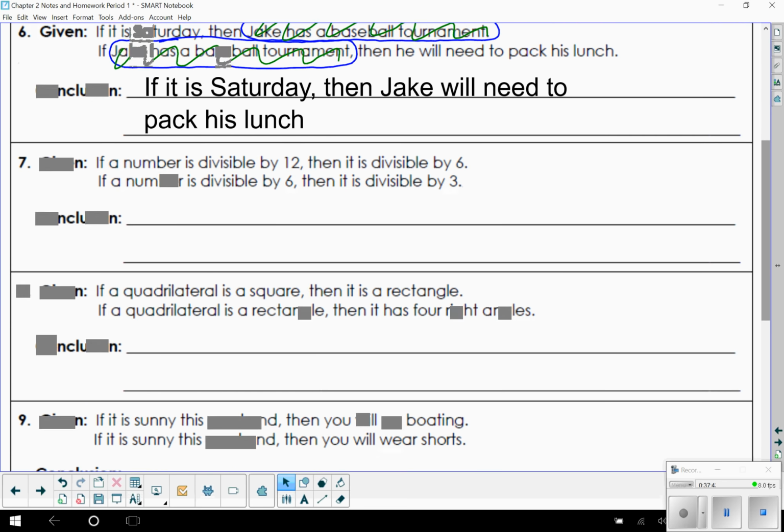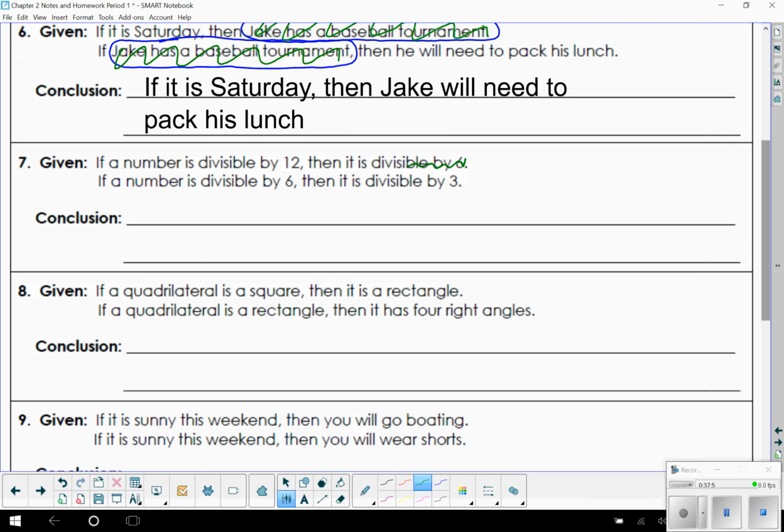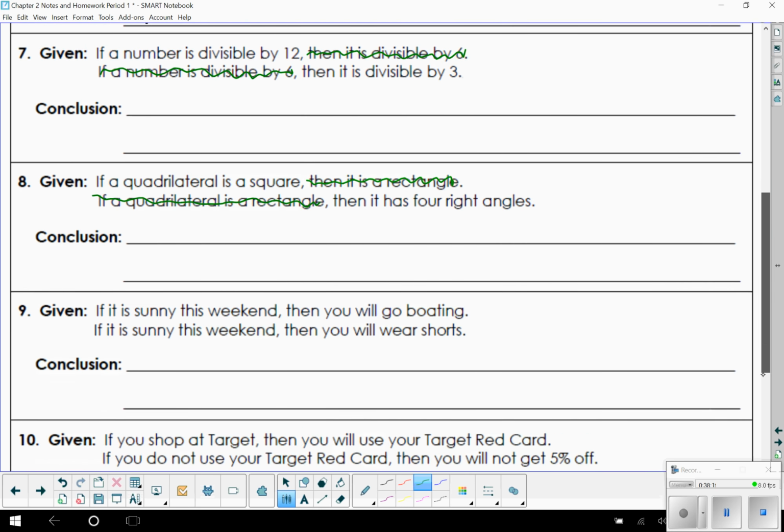So if a number is divisible by 12, then it's divisible by 6. If the number is divisible by 6, all right, so we can get rid of this. Now we have our two statements. Number 8, if a quadrilateral is a square, then it is a rectangle. If a quadrilateral is a rectangle, then it has 4 right angles. That crosses out. And now you've got your statement. So if there's something that actually duplicates, then you're good, but it has to be conclusion to a hypothesis.